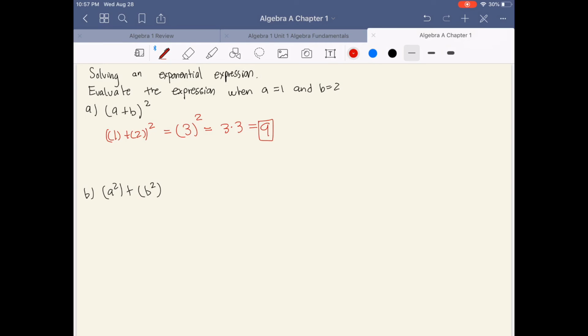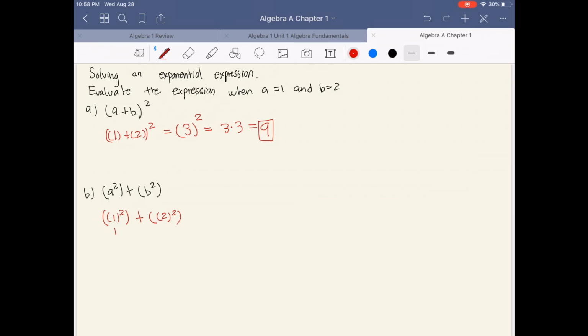Now, letter B. A squared in parentheses plus b squared. So we replace a with 1 and b with 2. So let's rewrite this: a is 1 raised to the second power plus b, which is 2 raised to the second power. Okay, follow PEMDAS. What do you solve first? What's in the parentheses, and then the exponents, so you solve the exponents.